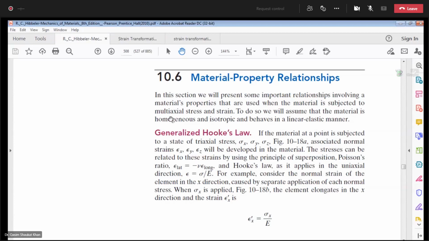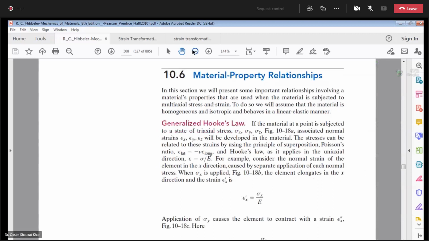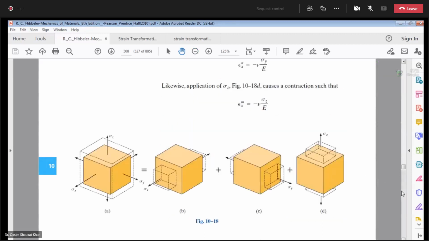Okay. Now we are going to use these three assumptions: homogeneous, isotropic, linear, elastic. So if the material at a point is subjected to a state of triaxial stresses, sigma x, sigma y, sigma z, figure 10.18a is this figure. I can explain to you what we are doing here.